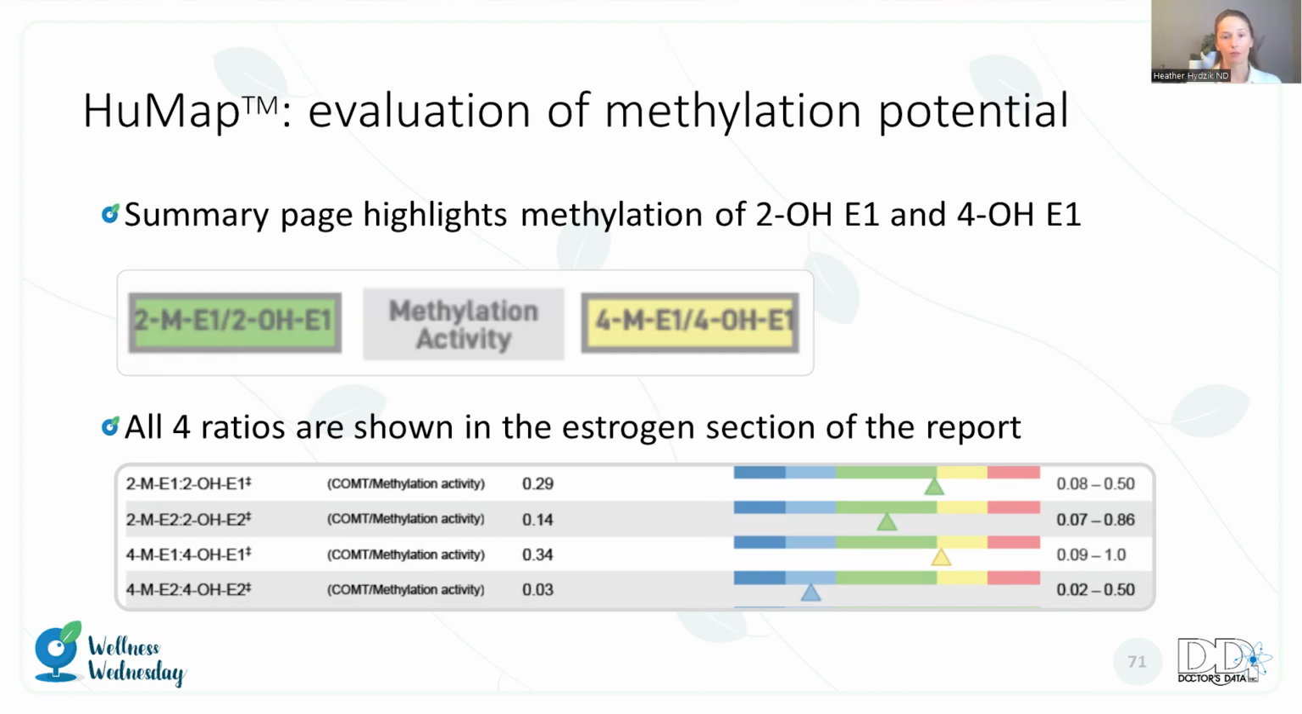Looking at methylation potential allows you to assess risk. The higher the ratio of methylation, the less potential for reactive quinone formation. And even if the 4-hydroxy metabolites are elevated, adequate methylation means that the metabolites are being detoxified, rendering them less harmful. So this is shown in 2 places. You've got this summary on page 1 where you see the methylation activity, and then all 4 of those ratios are shown in the estrogen section of the report.